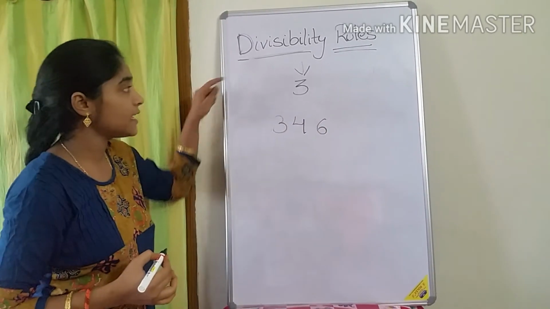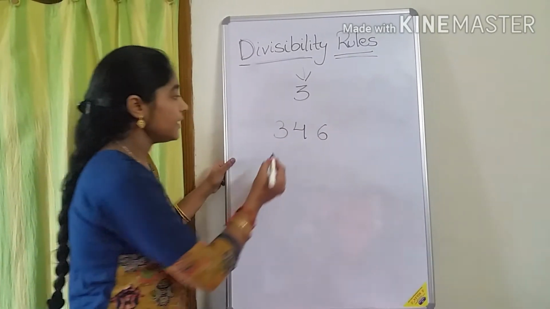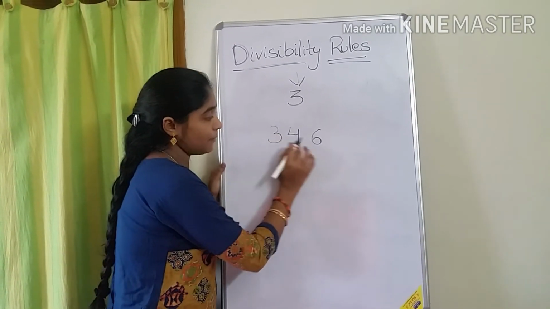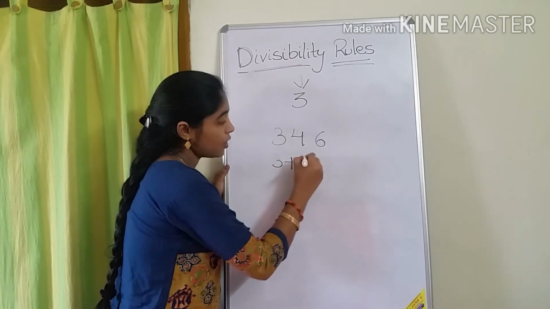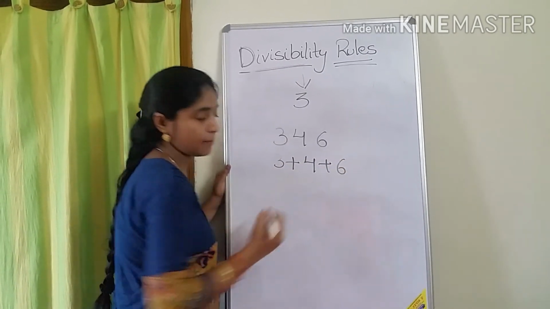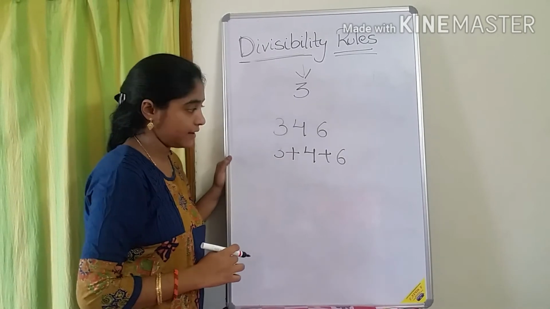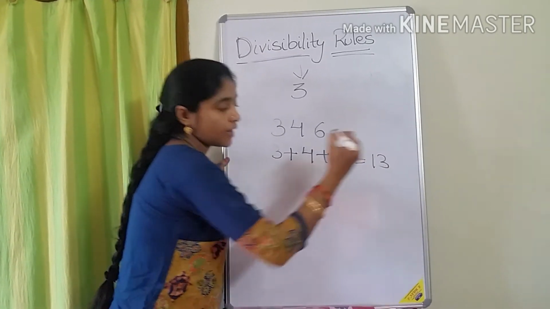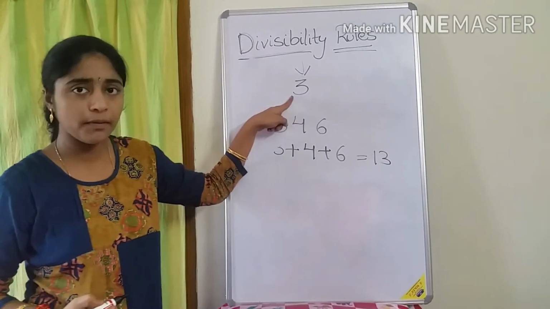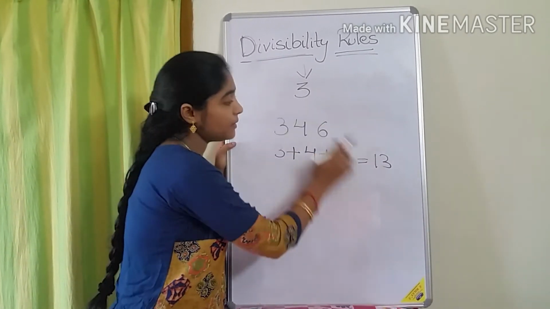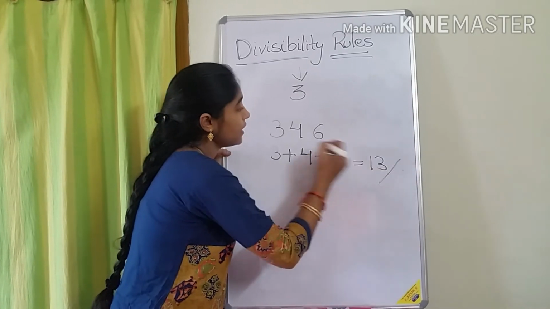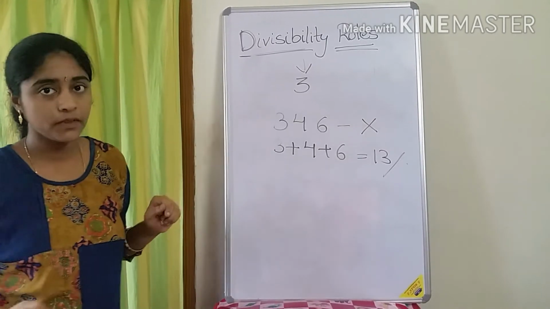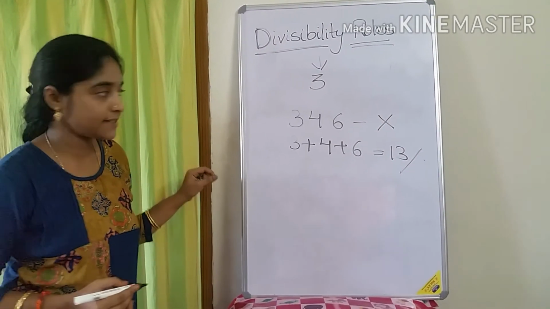What is the concept for the divisibility rule? What is the given number here? 346. Just add the digits, that is 3 plus 4 plus 6. 3 plus 4 how much? 7. Yes or not? 7 plus 6 how much? 13. Does 13 come under the 3 table? No. So 346 is not divisible by 3. Okay, next let us take one more example.